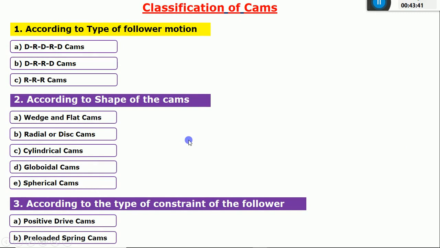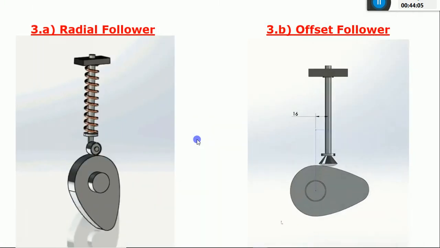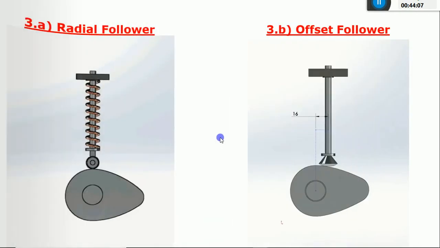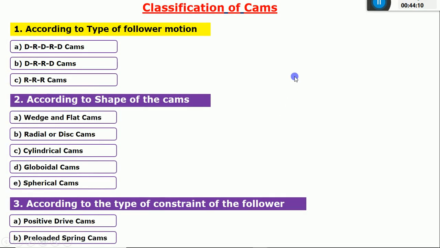And this is about today's class. In tomorrow's class, I'll go with the classification of cams on different criteria. Again, there are three criteria. So far we have discussed the classification of followers. In the next class I am going to discuss the classification of cams based on these three different criteria. If there is no doubt in the classification of followers, the definition of cam and follower, and applications, I'll wind up today's class. Okay, thank you.